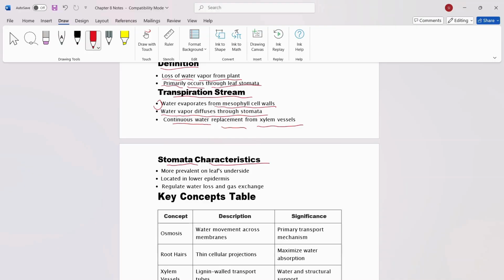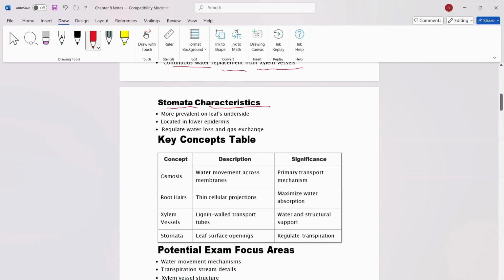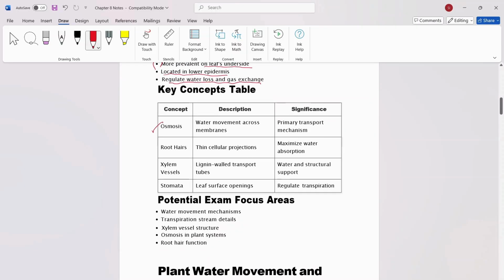Stomata characteristics. Let's talk about what the characteristics of stomata are. They are more prevalent on the leaf underside. They are located in the lower epidermis of the leaf. They regulate water loss and gas exchange. Hence the key concepts: osmosis. The description is water movement across membranes. The significance is that it is the primary transport mechanism.